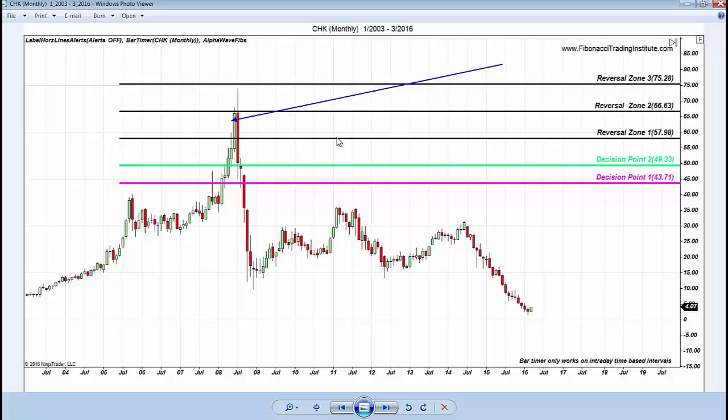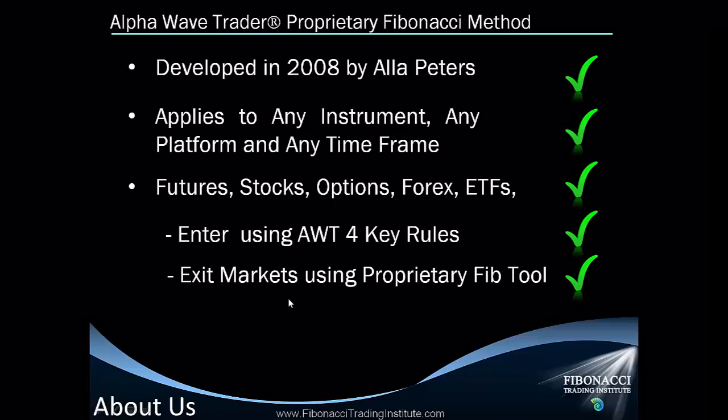I show this in a trading room on S&P Mini every day, and I teach traders from beginner to hedge fund trader how to identify these levels that I developed in 2008 on any instrument and any time frame. Total time invested in studying Fibonacci, 20 plus years. Since 2008, more than full time, well above full time.